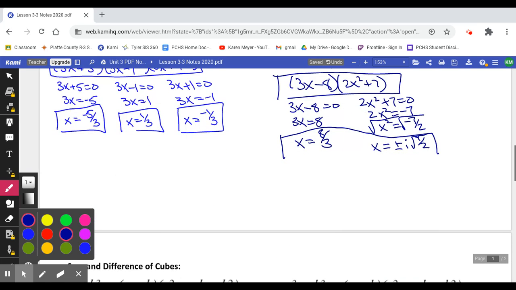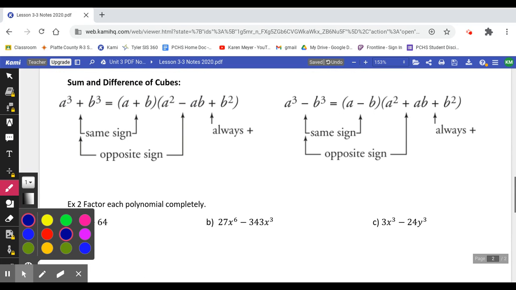Okay. Moving on to the back. Woohoo! Almost finished. On the back, we're going to factor with 2 terms again, except you're going to notice this one has 2 terms, but it doesn't have an even power. This is 2 terms with an odd exponent. So this one is called sum and difference of cubes.